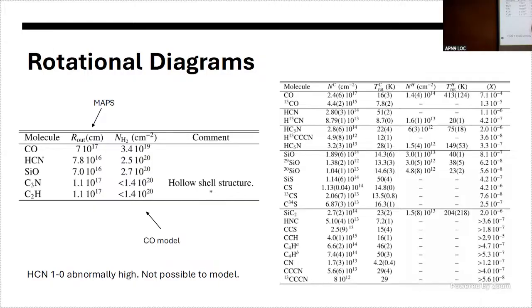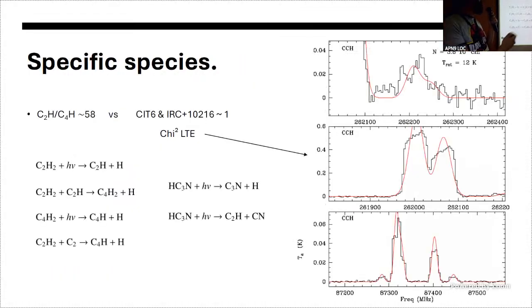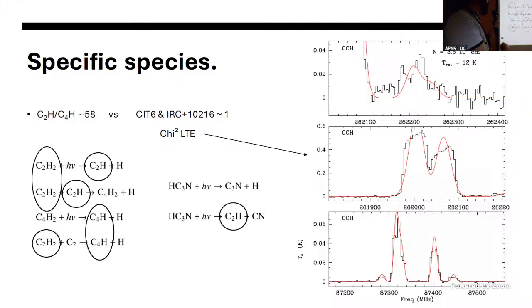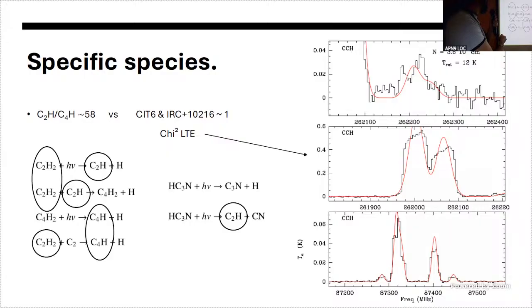I want to focus on several of these results, which I find the more interesting. For instance, the abundance ratio of C2H versus C4H is extremely high. It's almost 60, whereas in general, for instance in CIT 6 or IRC+10216, it is roughly 1. To try to explain this, those are the reactions you have to form C2H and C4H, which are extremely connected. You also have this path, but this path is less important in general. So we started wondering why we have this very high ratio. They are connected: once you have acetylene, you form C2H, and then from there you form C4H.